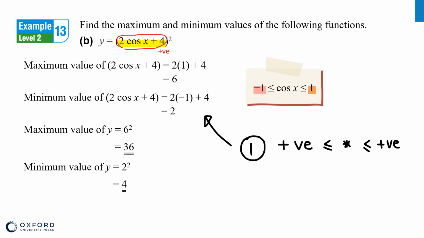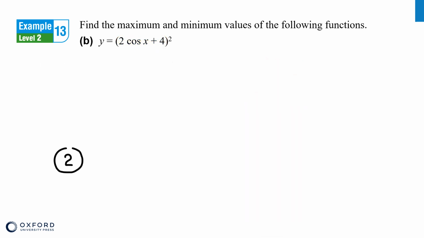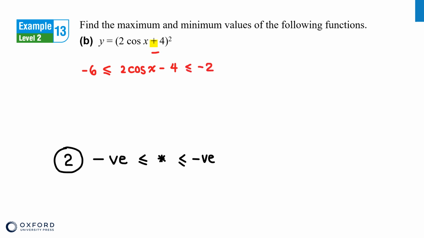There are two other cases. The second case is when the value of the expression to be squared ranges from negative to negative. For example, if plus 4 is changed to minus 4 in the original function, then the range of values of the expression in the brackets will be from negative 6 to negative 2. Squaring them, negative 6 becomes 36 and negative 2 becomes 4. Obviously, 36 is greater than 4. So after squaring them to get the range of values of the function, the minimum will become the maximum and the maximum will become the minimum.